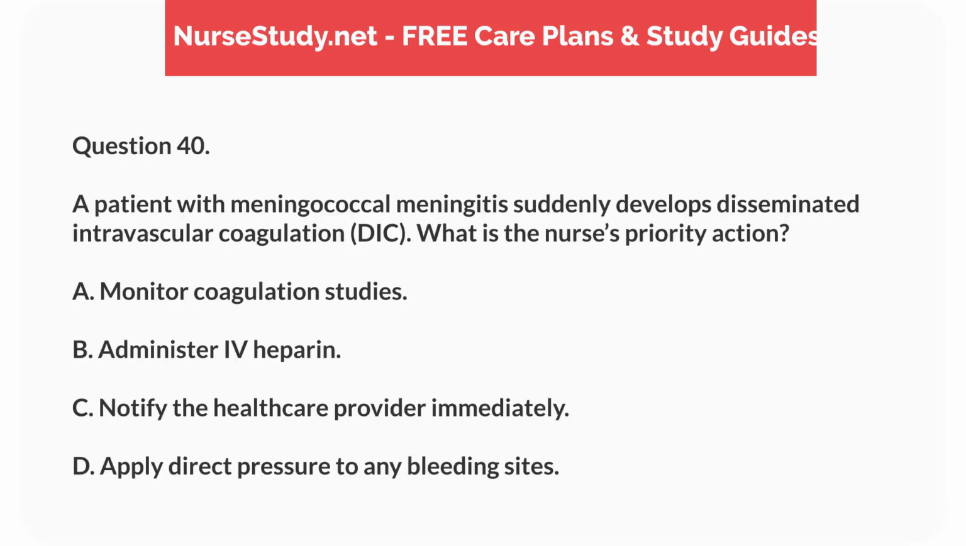Question 40. A patient with meningococcal meningitis suddenly develops disseminated intravascular coagulation, DIC. What is the nurse's priority action? A. Monitor coagulation studies. B. Administer IV heparin. C. Notify the healthcare provider immediately. D. Apply direct pressure to any bleeding sites.